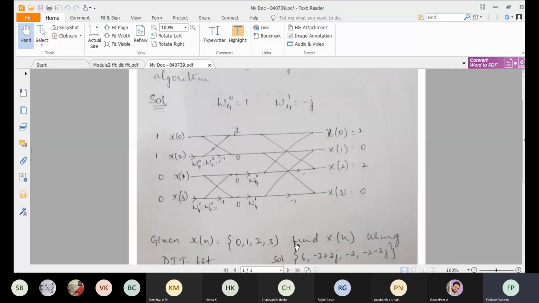This problem you all solve and see, you'll get this solution. Tomorrow I'll ask you whether you got it or not. Given x of n equal to 0, 1, 2, 3, find x of k using DIT FFT. The answer also, if you want, you all can write down. The same thing I'll be asking tomorrow.